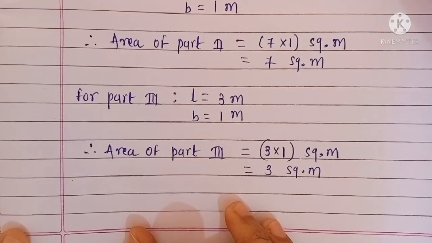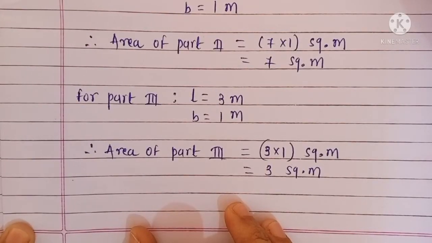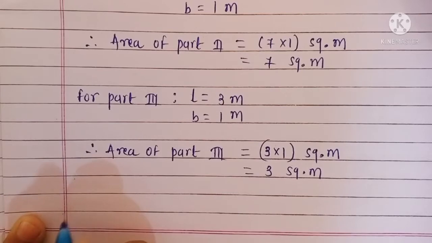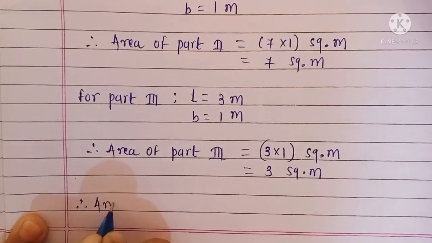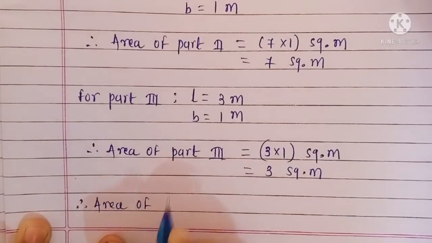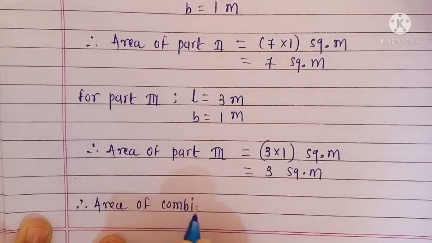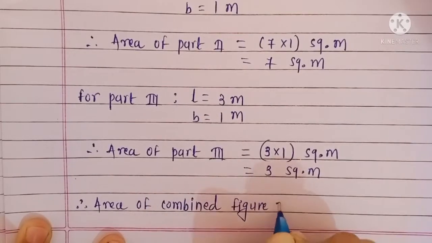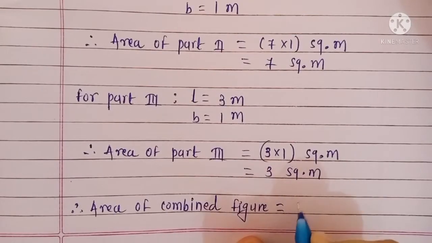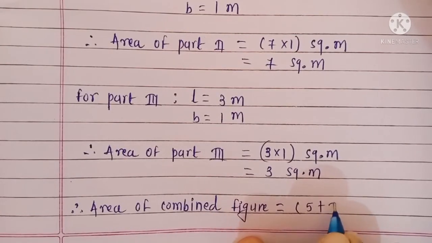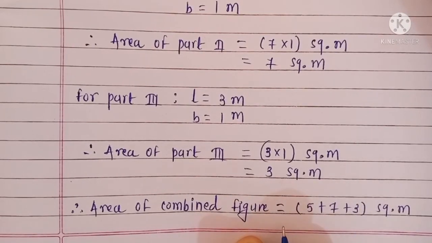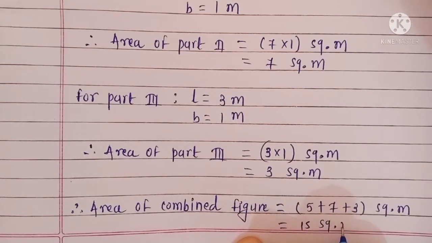Now we find combined area of the figure. For that, we add area of 3 parts. Therefore, area of combined figure is equal to 5 plus 7 plus 3 square meter, and we get final answer 15 square meter.